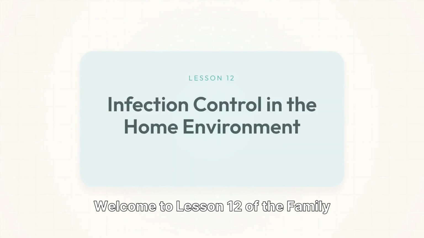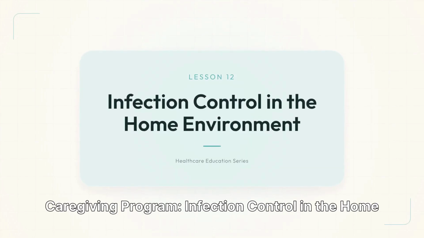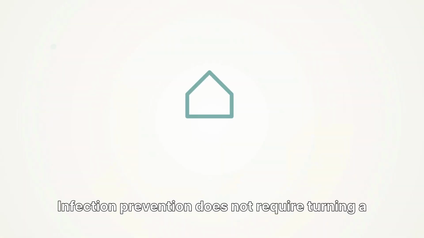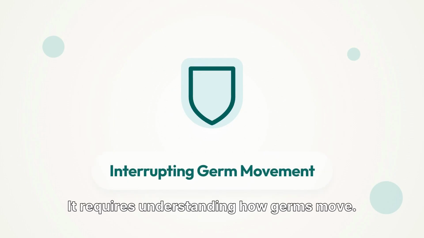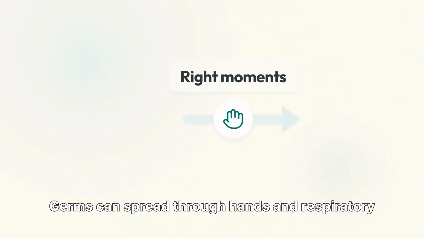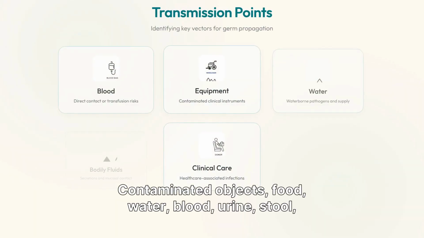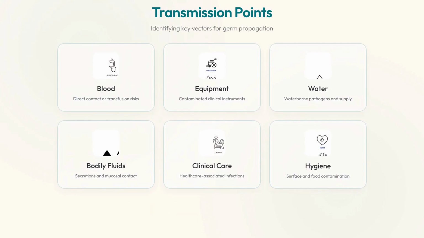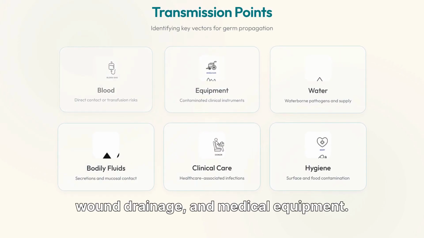Welcome to Lesson 12 of the Family Caregiving Program, Infection Control in the Home Environment. Infection prevention does not require turning a home into a hospital. It requires understanding how germs move and interrupting that movement at the right moments. Germs can spread through hands and respiratory droplets, contaminated objects, food, water, blood, urine, stool, wound drainage, and medical equipment.